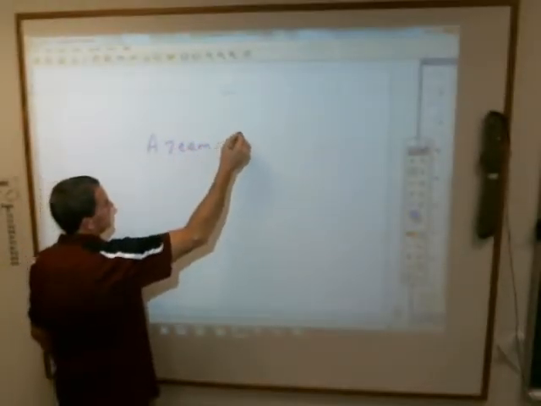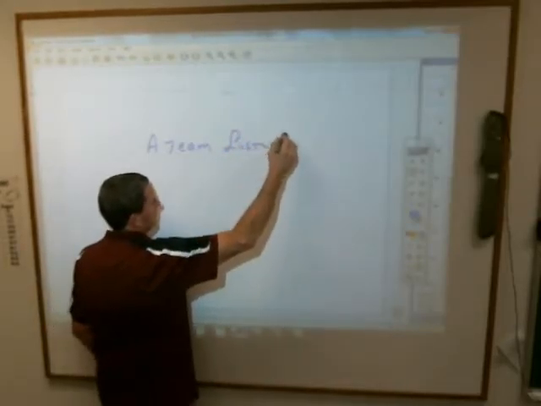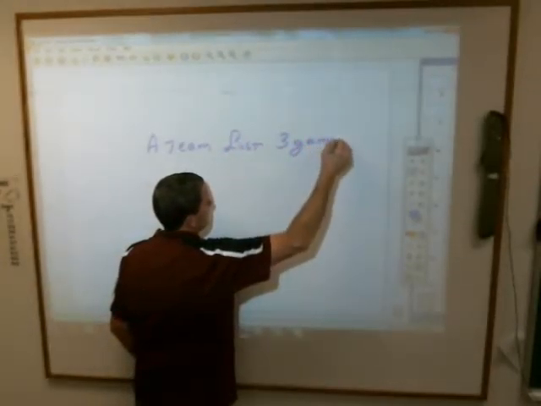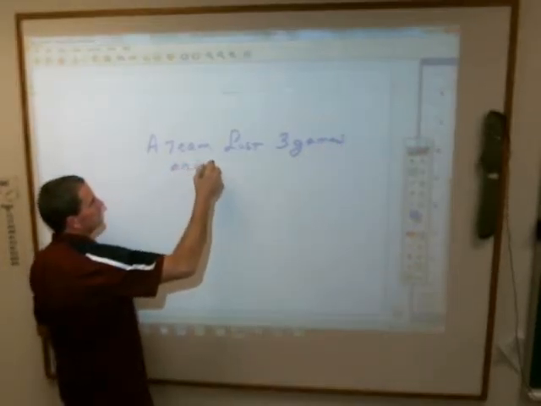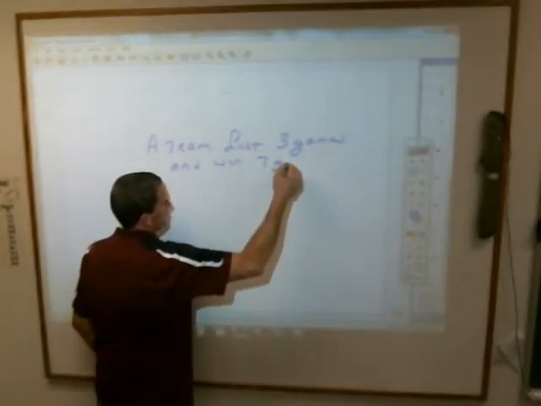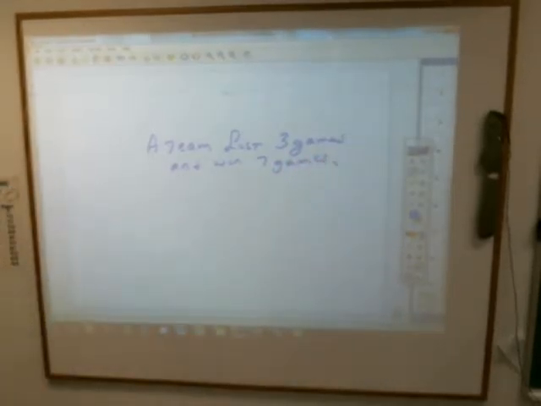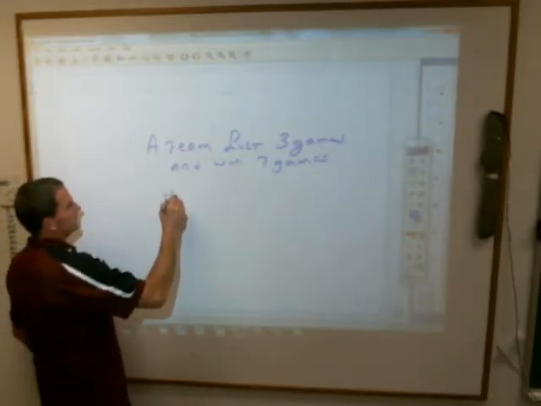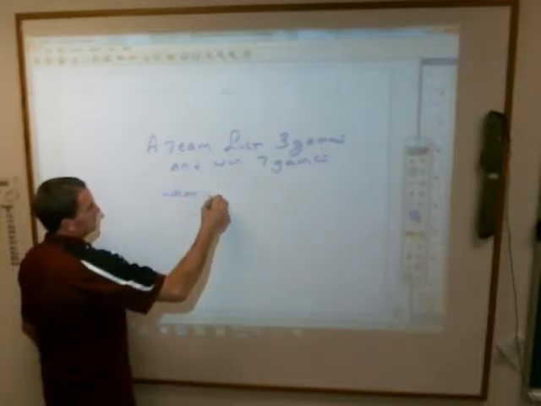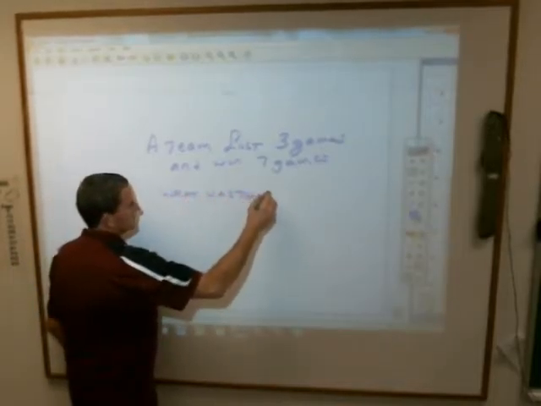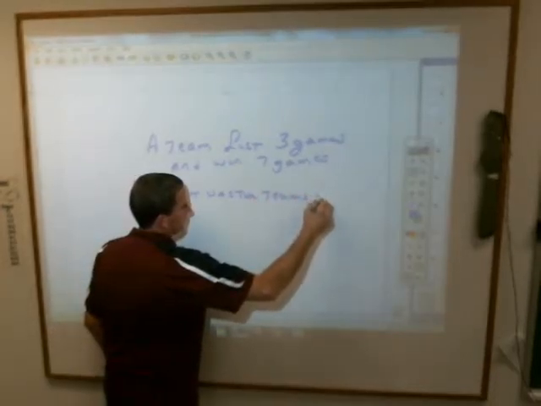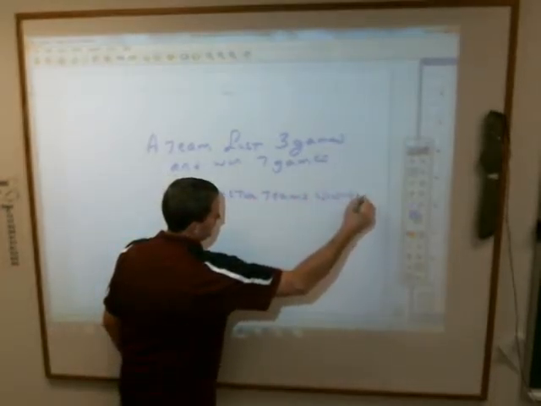A team lost 3 games and won 7 games. What question might we ask? What was the team's win-loss ratio?